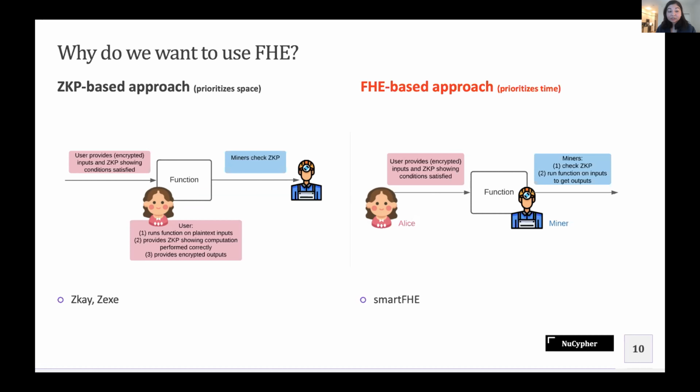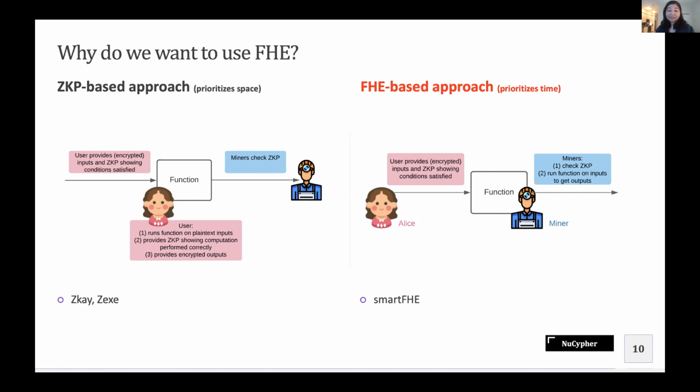So what they're going to do is encrypt their inputs, encrypt their outputs, and they need to produce a zero-knowledge proof showing that this offline computation that they did on their own was done correctly. What do the miners do in this kind of paradigm? Well, they just show up and they check the zero-knowledge proof. The zero-knowledge proof is good, everything's fine. So in this case, you can imagine the user's doing a lot of work. It is lightweight in the sense that all of this work is being done offline, except for the zero-knowledge proof part being produced. So it prioritizes space.